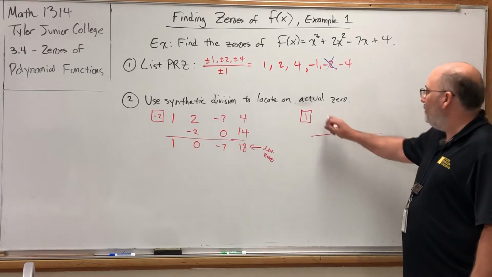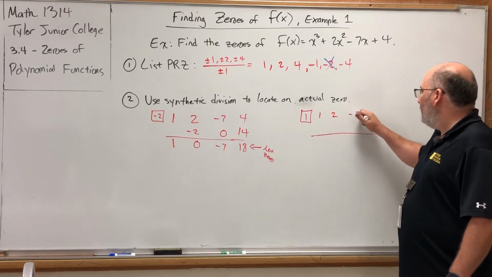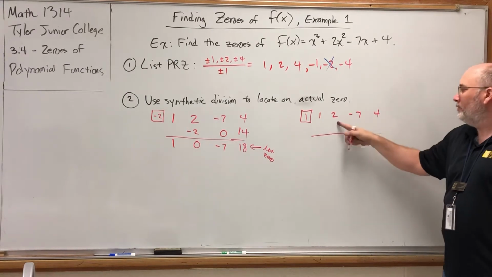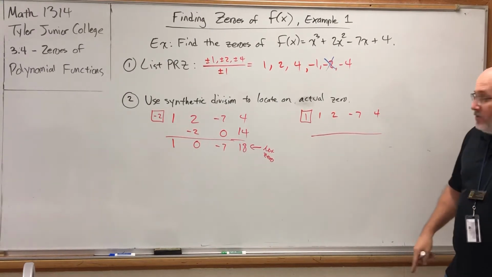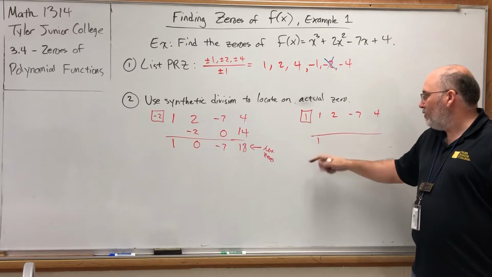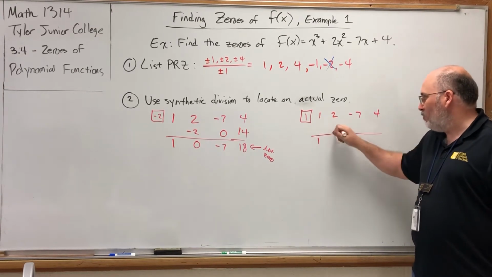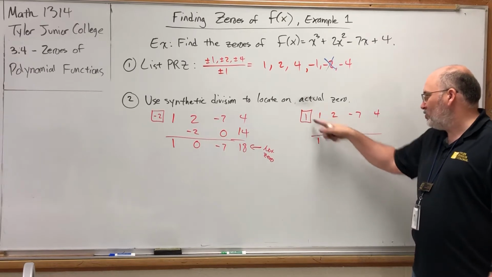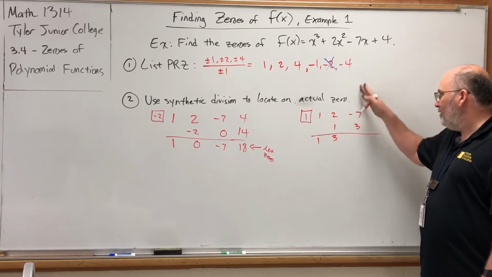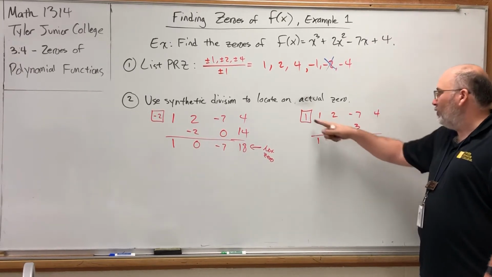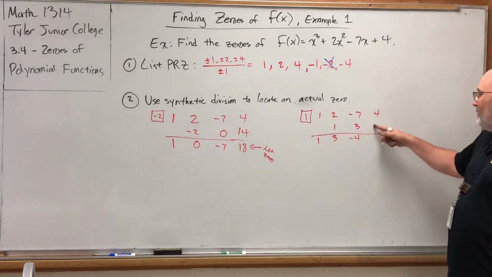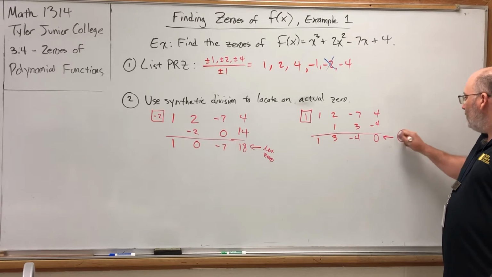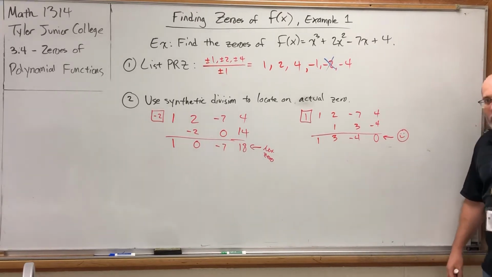But if we try 1 in the box, and the top row is still the same, 1, 2, negative 7, and 4, I believe 1 will work. Bring down the first number, multiply by the box. 1 times 1 is 1. Add to get 3, multiply by the box. 1 times 3 is 3. Add to get negative 4, multiply by the box. 1 times negative 4 is negative 4, and finally add. Hooray! Remainder of 0 is what we want.